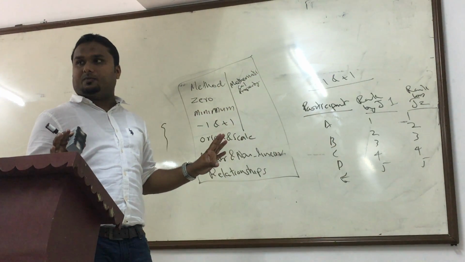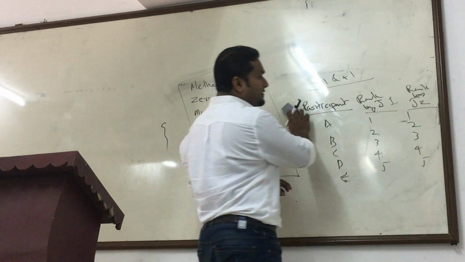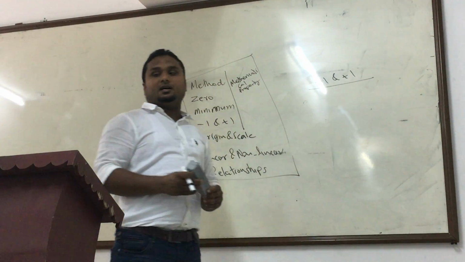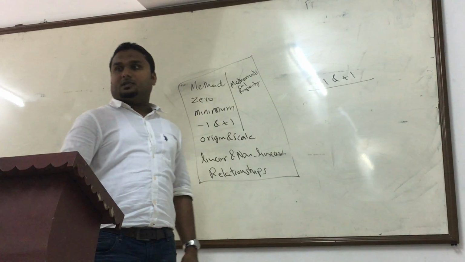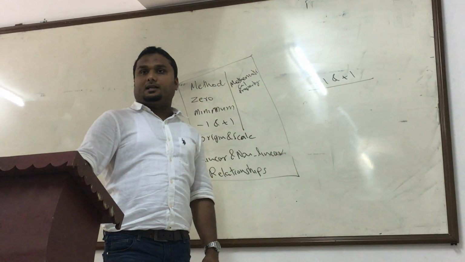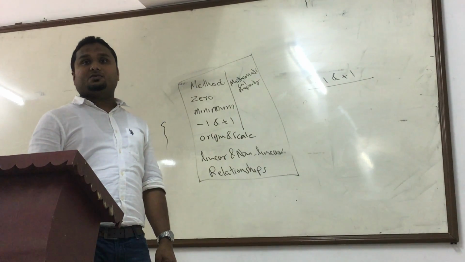divided by n into n square minus 1. The answer will be what? Plus 1. If the ranks given by two judges are in the same order, then the rank correlation will be plus 1.